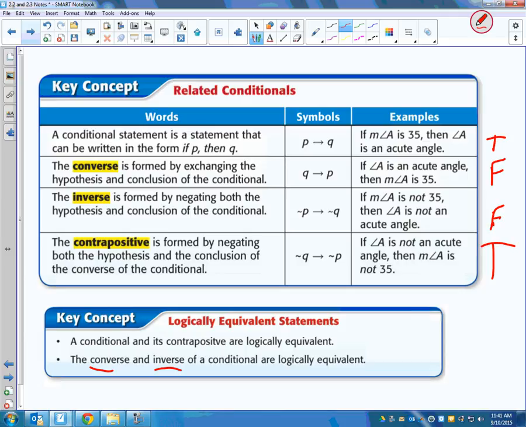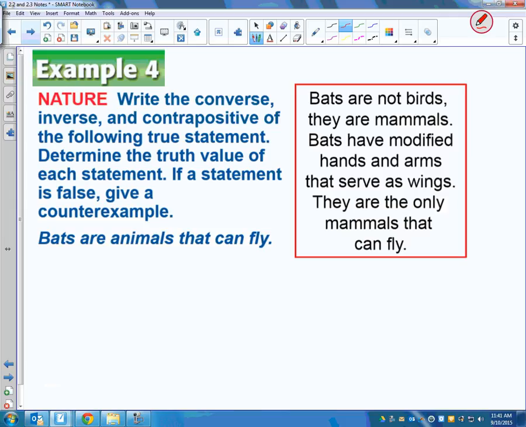Okay, so I like that they put all this information over here. It says, write the converse, the inverse, and the contrapositive of the following true statement. Determine the truth value of each statement. If it's false, give a counterexample. I think step one is we should write this in the if-then form. It's going to make life easier, right? So, bats are animals that can fly. If bats can fly, then they are animals.